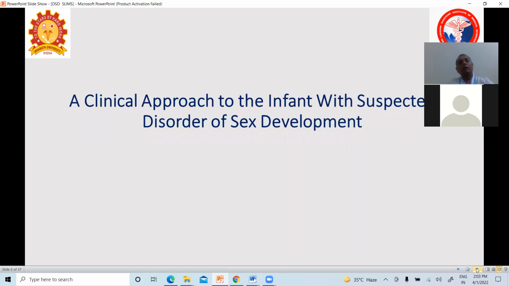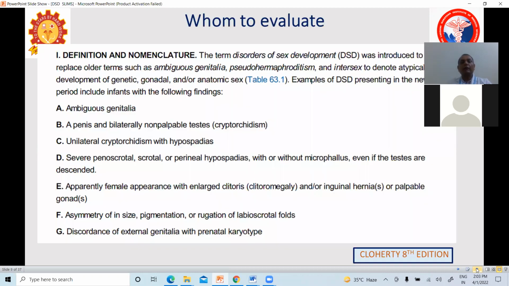So what should be the clinical approach to the infant with suspected disorder of sex development? As you know, first we should know when we can say that this baby is ambiguous, and more correctly, nowadays the term DSD, disorders of sexual differentiation, has been used. So what are the criteria when you will say that this baby has DSD? This slide has been taken from Ghai, 8th edition. There are certain soft markers they have given by which you can say that this baby has DSD.